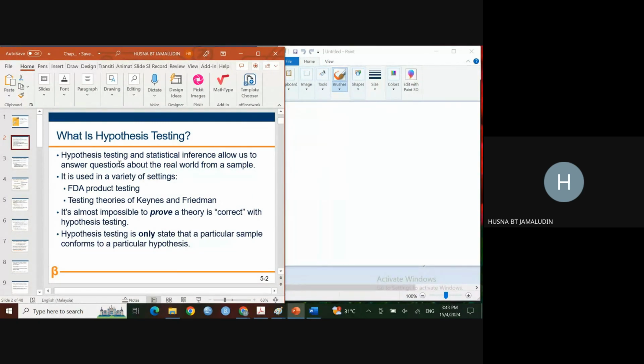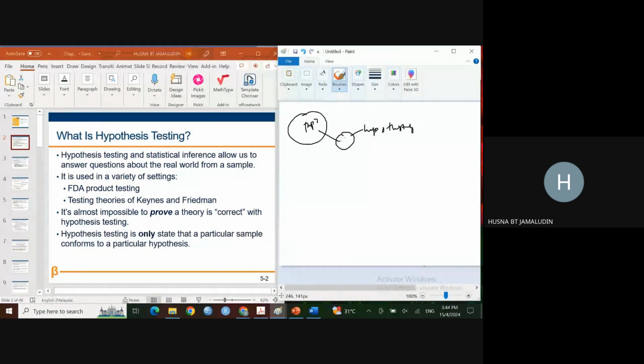Hypothesis testing and statistical inference allow us to answer questions about the real world from a sample. So remember, you have your population, and it's almost impossible for you to study the whole population. What you're going to do is select a sample. From this sample, you will do hypothesis testing to describe the characteristics of your population. If you are studying the whole population, you don't really need hypothesis testing. You are using hypothesis testing because you want to infer, to estimate the characteristics of your population.